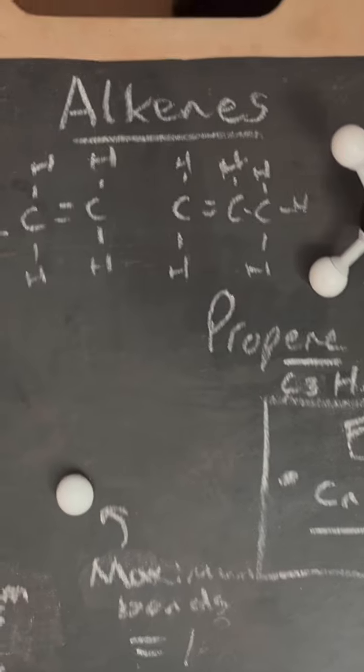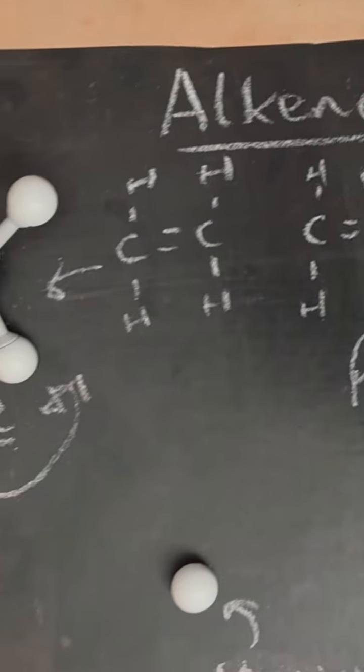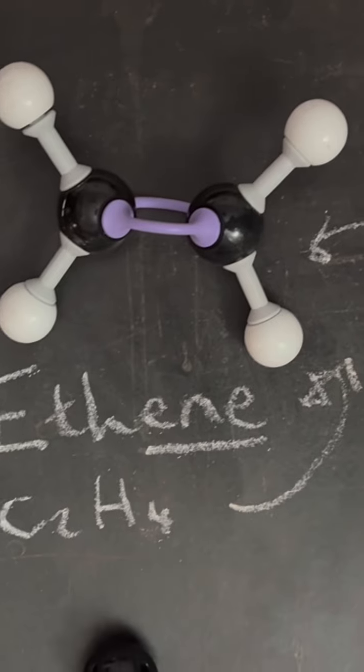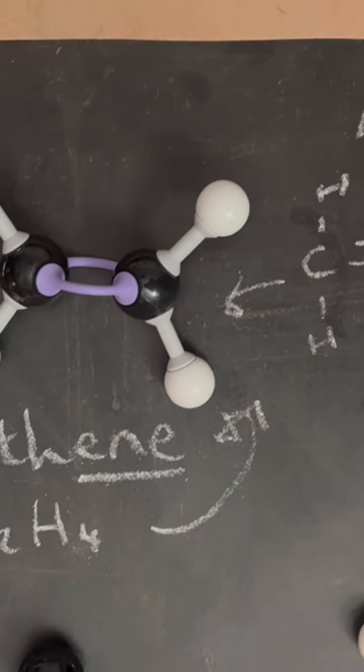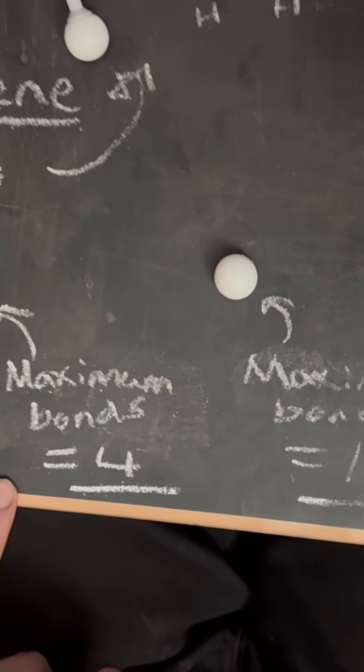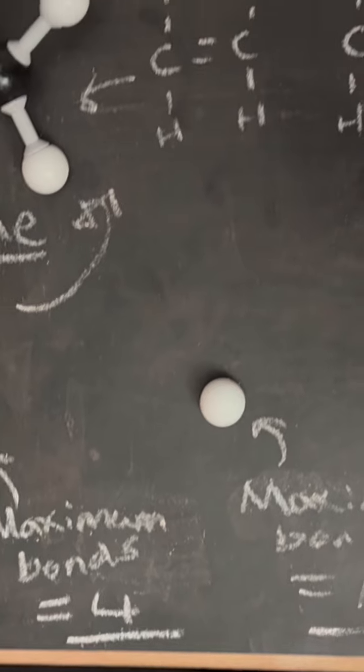Here we have alkenes. The most basic form of an alkene is ethene. The reason for this is because there needs to be 2 carbons, which are the black molecules, represented by these, which can only have 4 bonds. There must be 2 to have a double bond. So this is the most basic form.